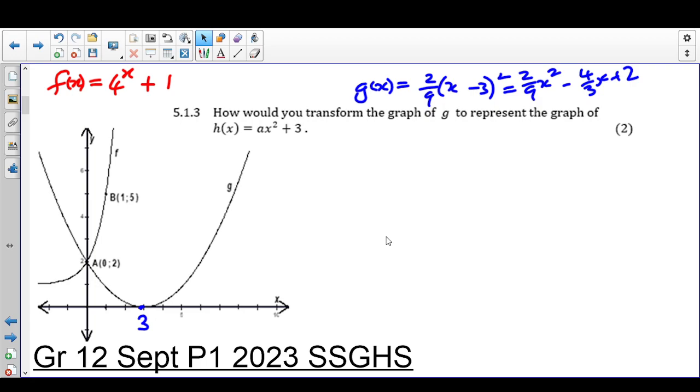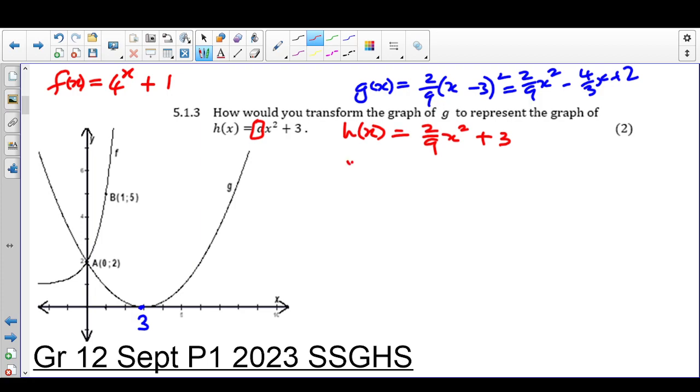Question 5.1.3, they want to know how you transform the graph of g of x to represent the graph of h of x equals a to the x squared plus 3. So if you're looking at the a, what is a, people? What's the value of a? 2 over 9, because we've solved that already. So in other words, h of x is going to simply be 2 over 9 x squared plus 3.